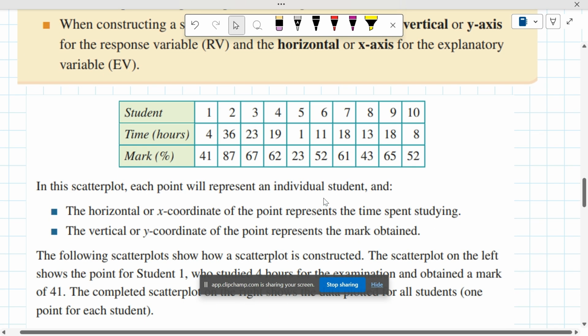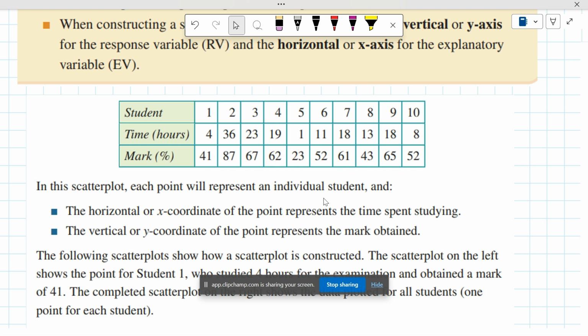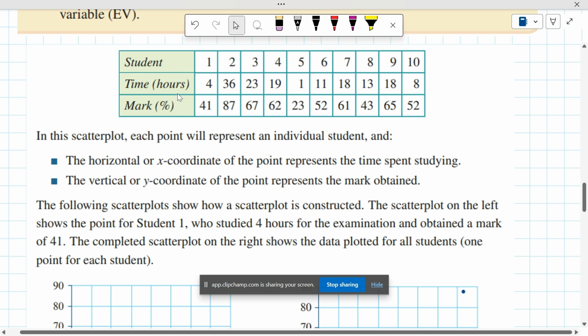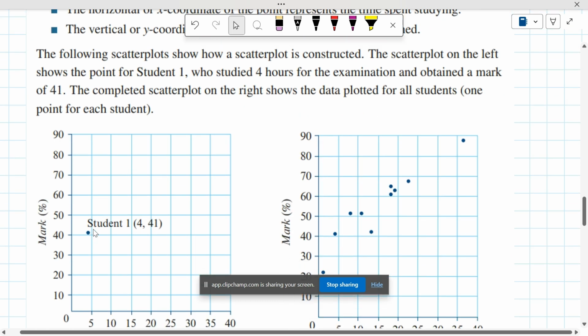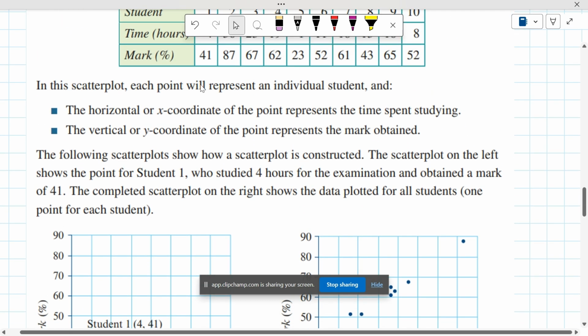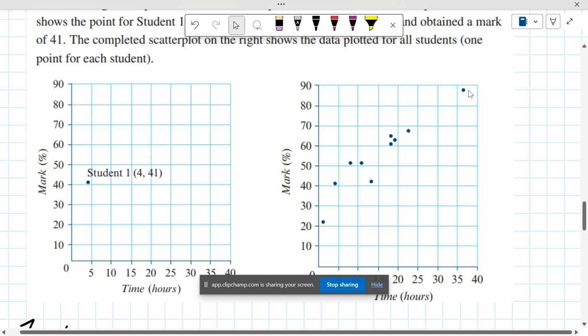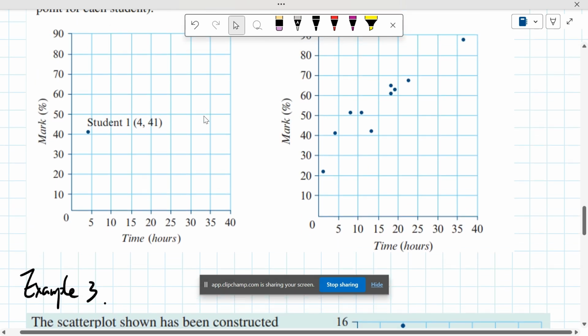So the mark will be your y value, and the time will be your x value. For example, you had 4 hours of study and then you score 41%, and if it's 36 hours, the mark goes up. So this is what the scatter plot looks like, just dot points with x and y values.